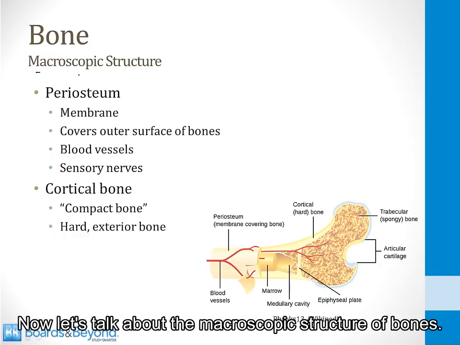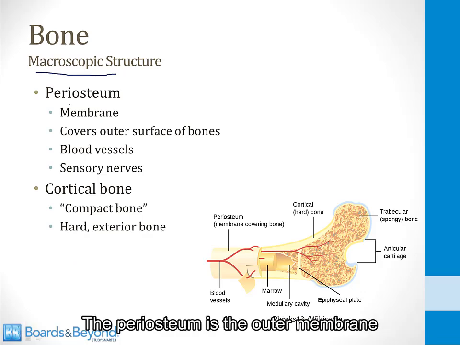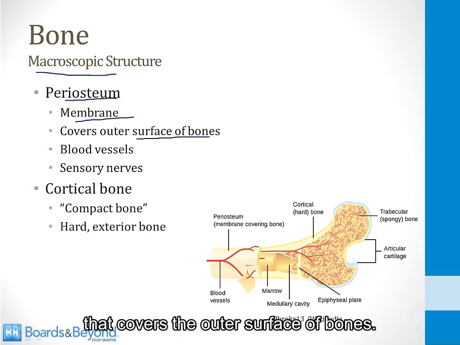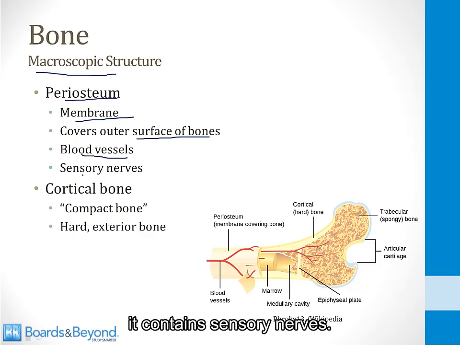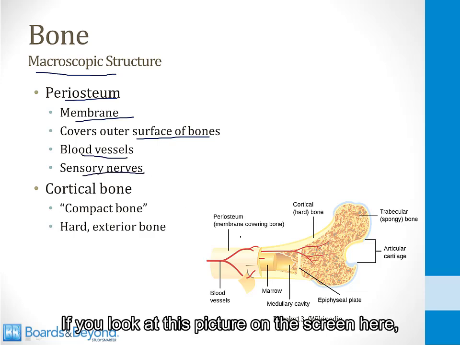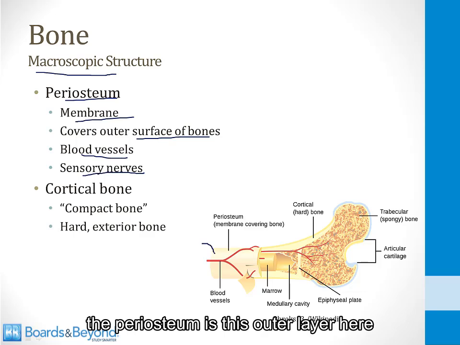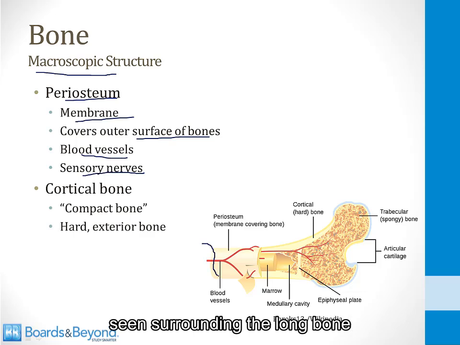Now let's talk about the macroscopic structure of bones. The periosteum is the outer membrane that covers the outer surface of bones. It contains blood vessels, it contains sensory nerves. If you look at this picture on the screen here, the periosteum is this outer layer here seen surrounding the long bone, and it contains the blood vessels.